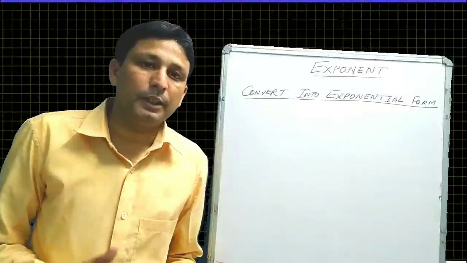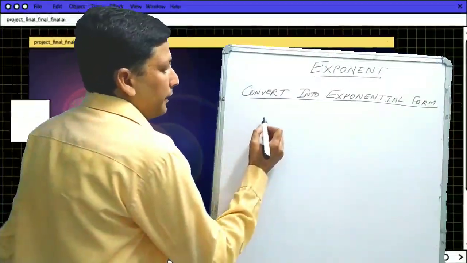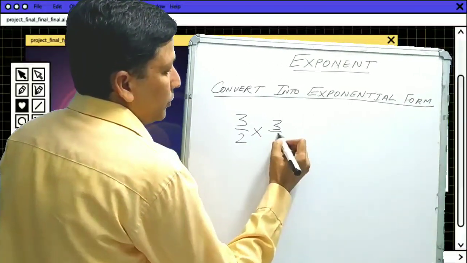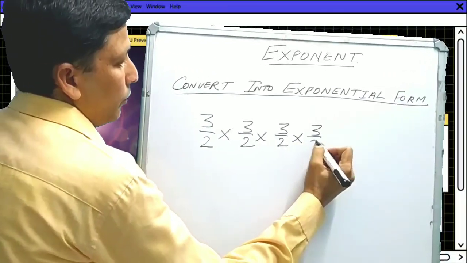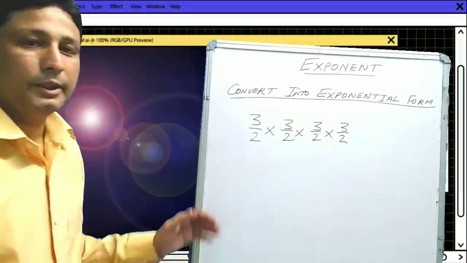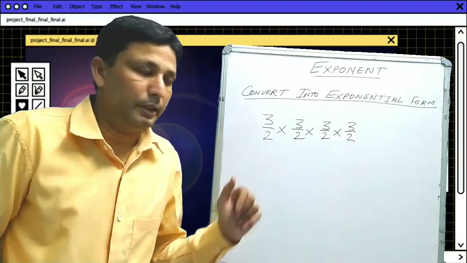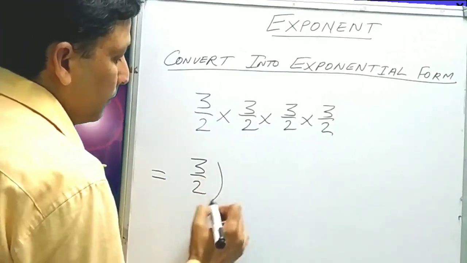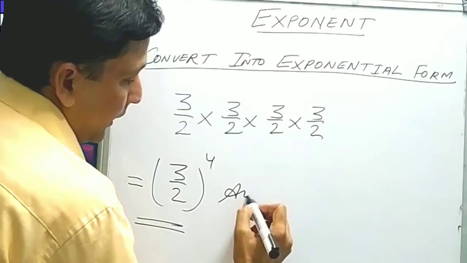Next topic is convert into the exponential form. Let's take an example for understanding this. If I write 3 upon 2 into 3 upon 2 into 3 upon 2 into 3 upon 2, you can see how many 3 upon 2 are there? There are 4. So in the next step we can write 3 upon 2 raised to the power 4. This is called the exponential form, and that is the answer.